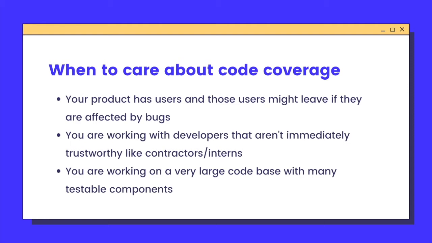You're working with developers that aren't immediately trustworthy, like contractors or interns, that you're bringing into your code base. They need to make changes in some fixed time scale, like a 4-month internship, so they can't immediately become experts in the entire code base. And you'd like them to be able to make changes without worrying too much about things breaking. Or if you're working in a very large code base with many individually testable components, here code coverage analysis can complement test-driven development, which we talked about in the previous talk, to make sure that everyone on the team is generally working on important things and that the things they make won't break in the future.